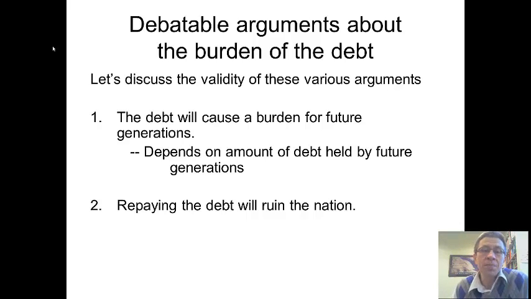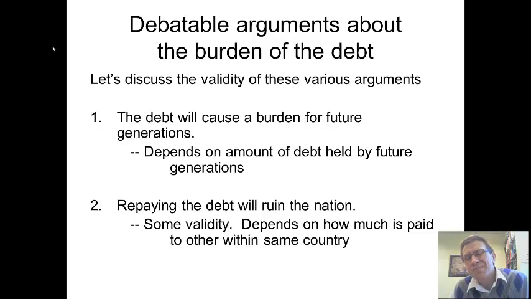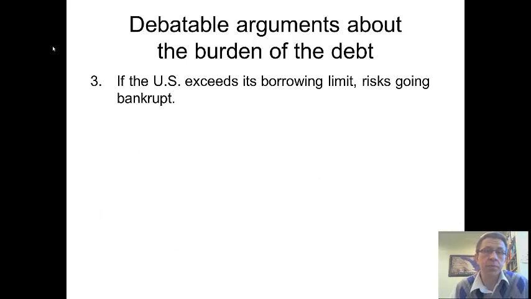What about the argument, repaying this debt is going to ruin the nation? There's a bit of validity. Once again, it's tied to how much you're paying to people in other countries. Where some of this validity is lost, you never really have to pay down the debt. Now, if you don't pay down the debt, though, you are paying interest payments always. But once again, if some people in the U.S. pay other people in the U.S., as a whole for our macroeconomy, the country is not getting weaker. If you're starting to pay people in other countries, the country could get weaker.